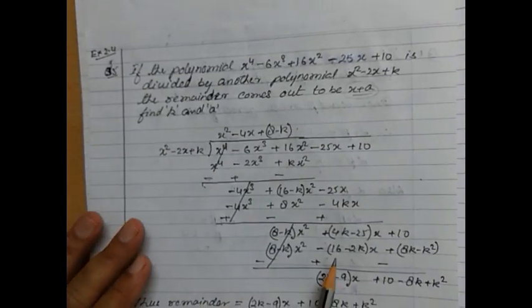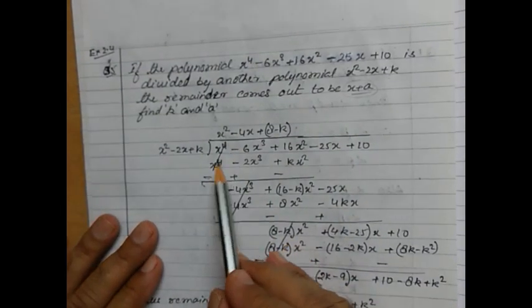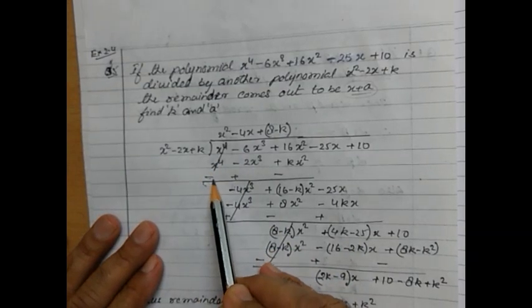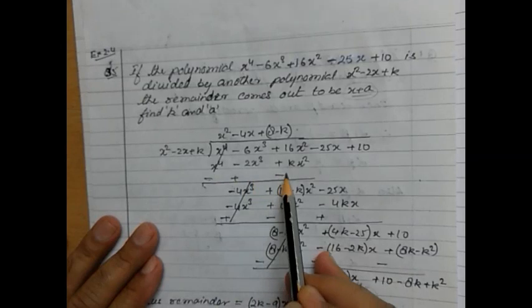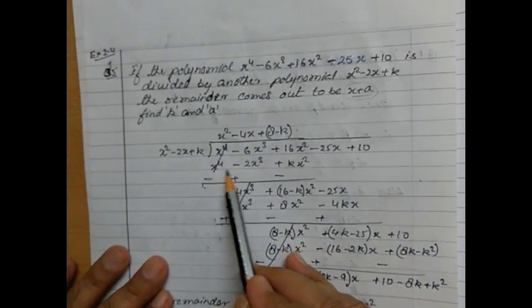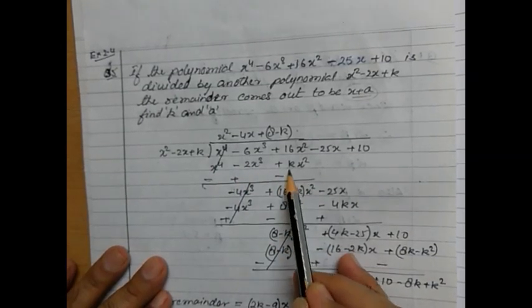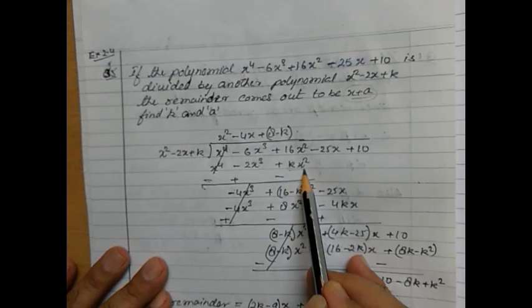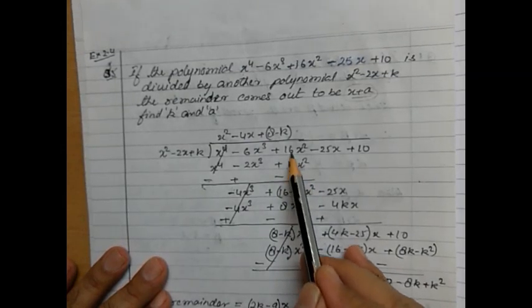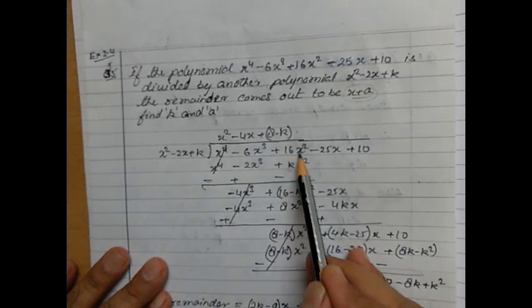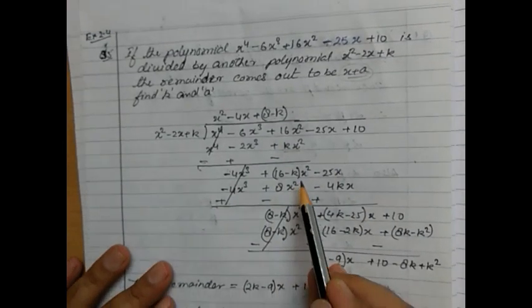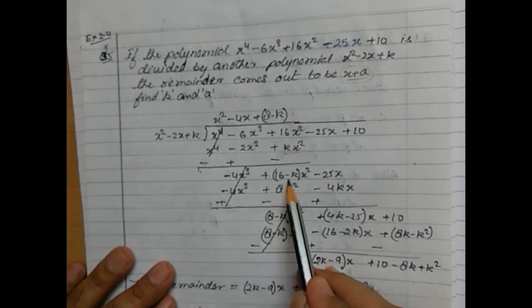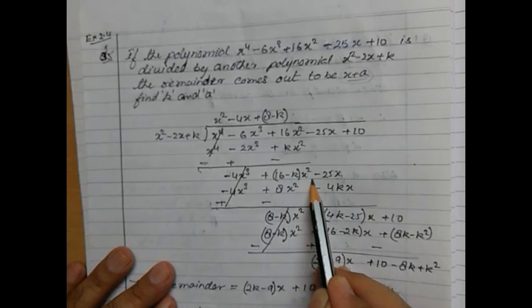So how will we do this division? You see, in the first step we are multiplying with x square. When we are multiplying with x square, the rest of the things are the same. Here we are getting kx square. So kx square, when we are subtracting this from 16x square, we will write it in this manner: we will have (16 minus k) x square.